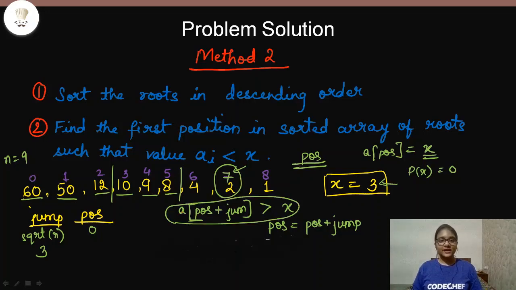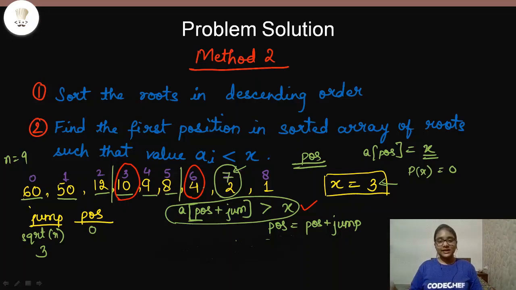Now in the first iteration, this particular condition will be checked for this value, because position is 0 and jump is equal to 3. So 0 plus 3 will give us the third index. Then second time it will be checked for the sixth index. So in both of these iterations, this condition will be true. So the position will be incremented by jump. So position right now will become 6.